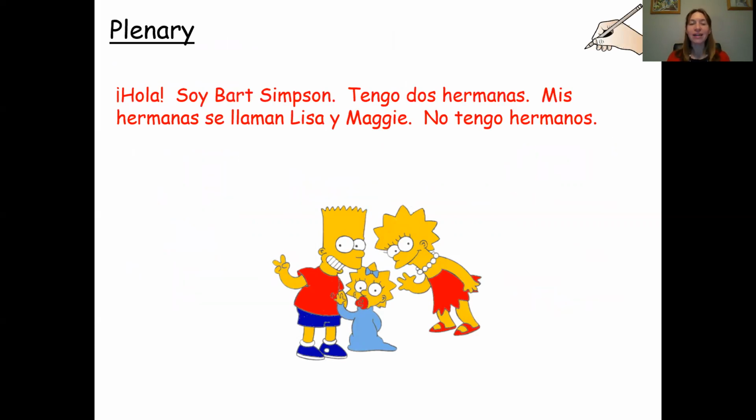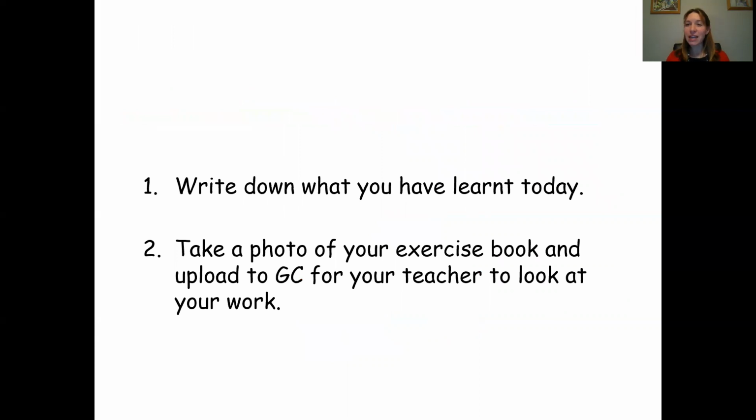You would say, hola, soy Bart Simpson. Tengo dos hermanas. Mis hermanas se llaman Lisa y Maggie. No tengo hermanos. Simply in Spanish in the negative, lots of you who have me as your teacher, we sing a song about the negative. The negative goes before the verb. So no tengo hermanos. I don't have any brothers. Muy bien. So that brings us to the end of the class.